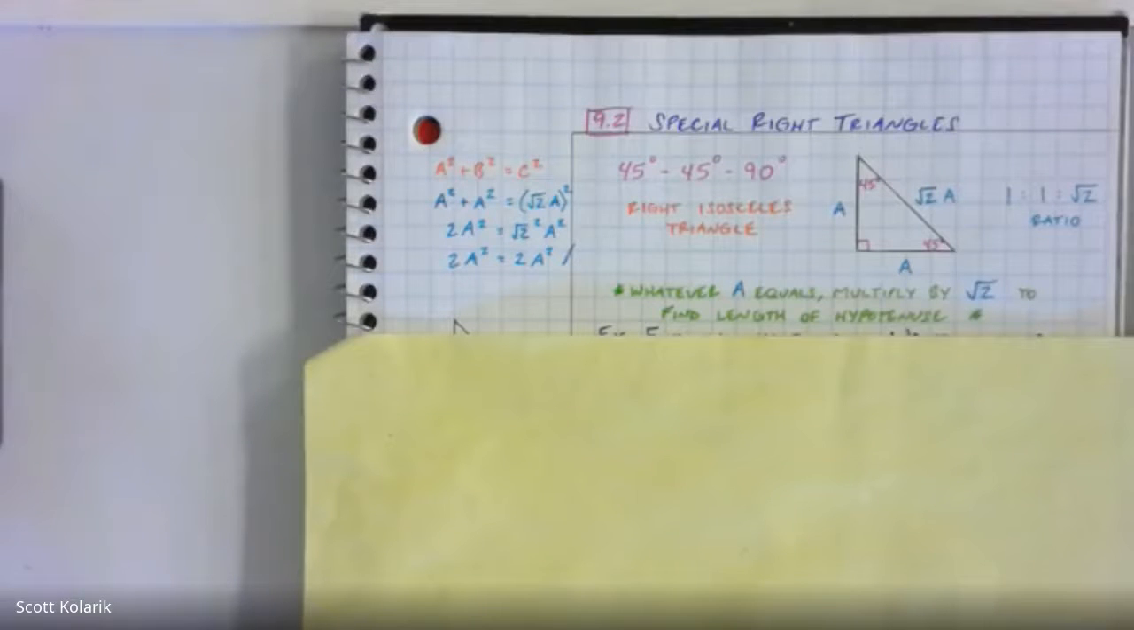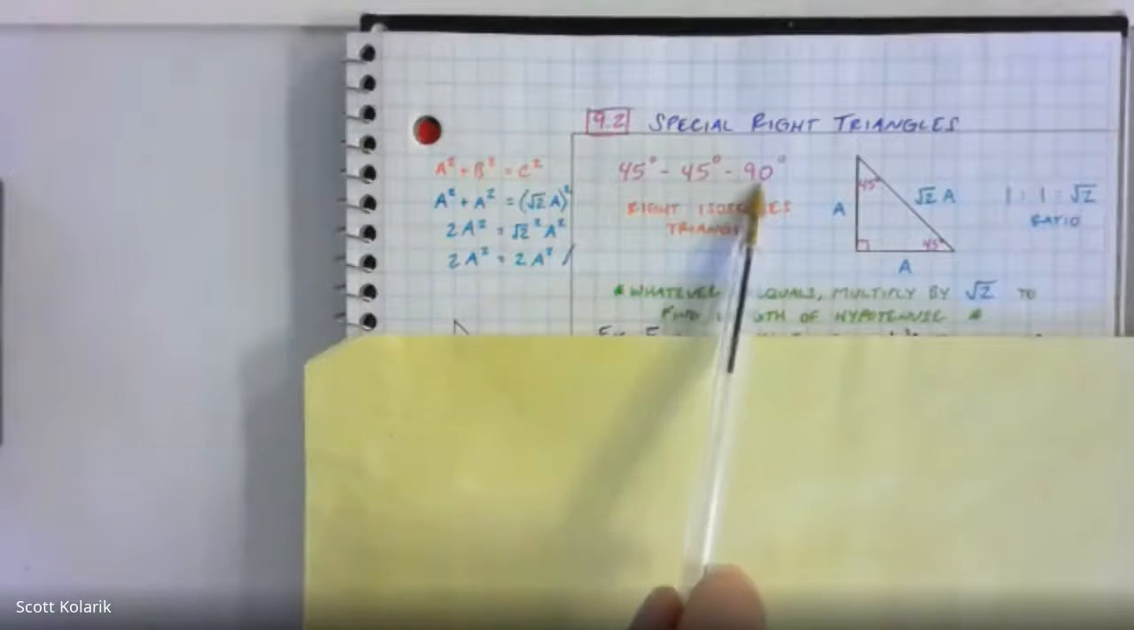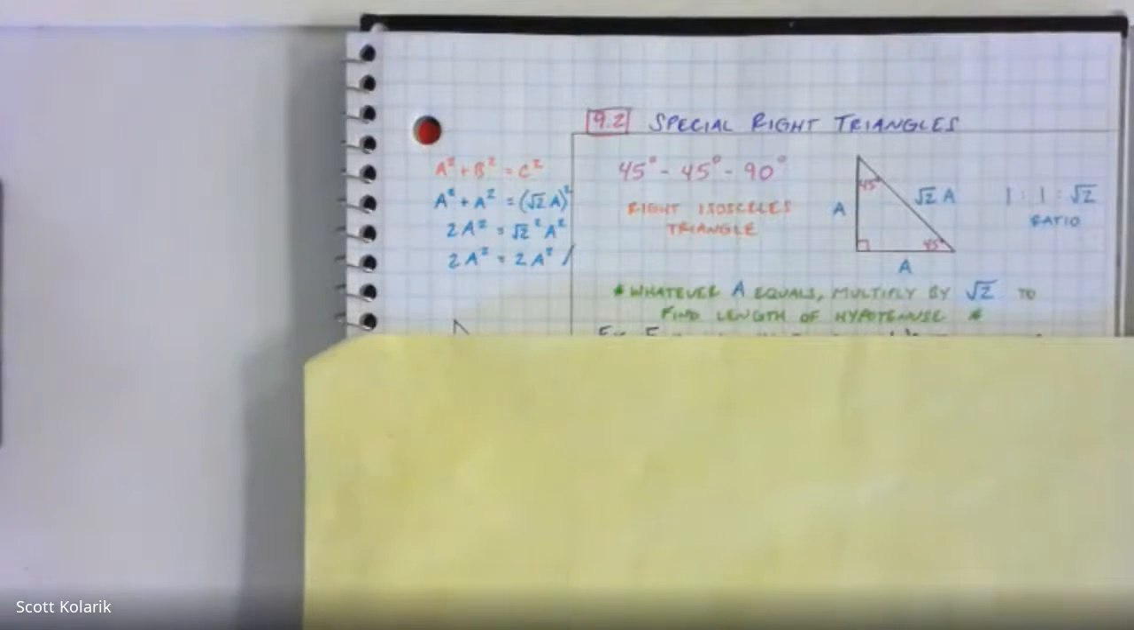So the first special right triangle we're going to talk about, and there are two, is the 45-45-90 triangle, also known as the right isosceles triangle. So the very first thing I want you to take note of here is that if you were to add up 45, 45, and 90, you're going to get 180 degrees. That same rule about triangles in general with the Triangle Sum Theorem still applies. None of these previous rules break.